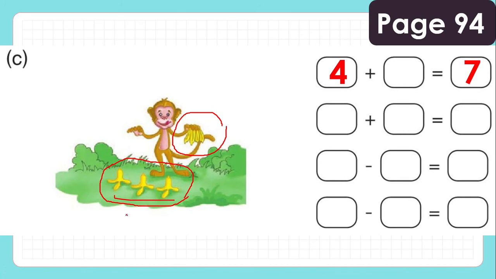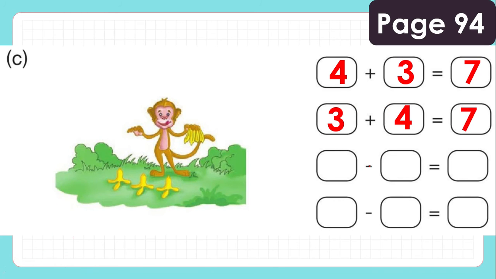Next, we're going to write 3. The one that's on the floor. Okay, so 4 plus 3 equals 7. So there are 7 bananas all together. Next, we're just going to exchange the numbers. 3 here, 4 here. Because if you add them, we will get 7. Okay, same number.